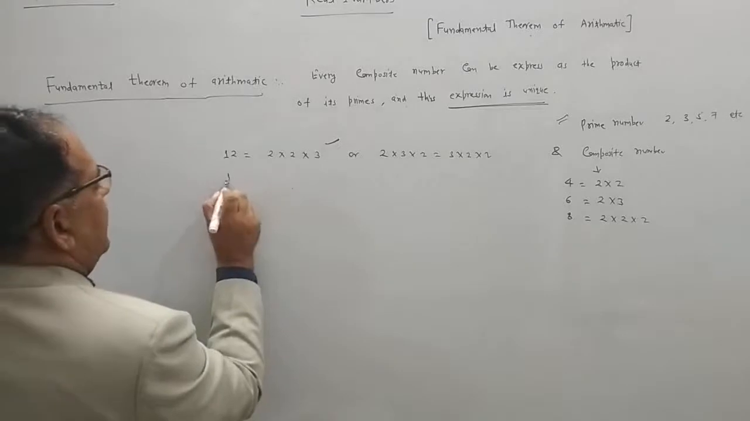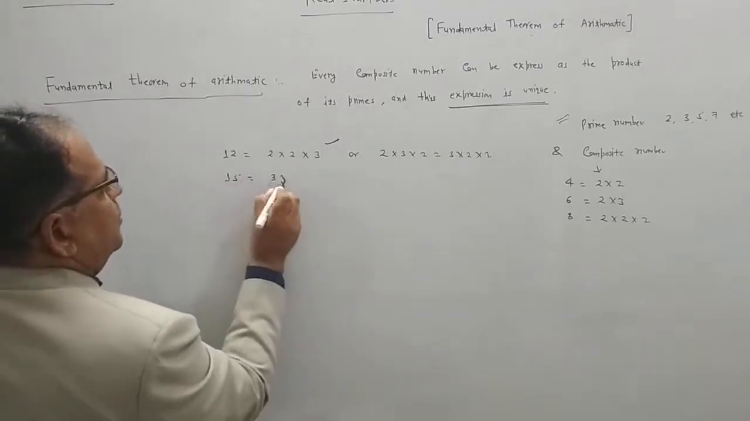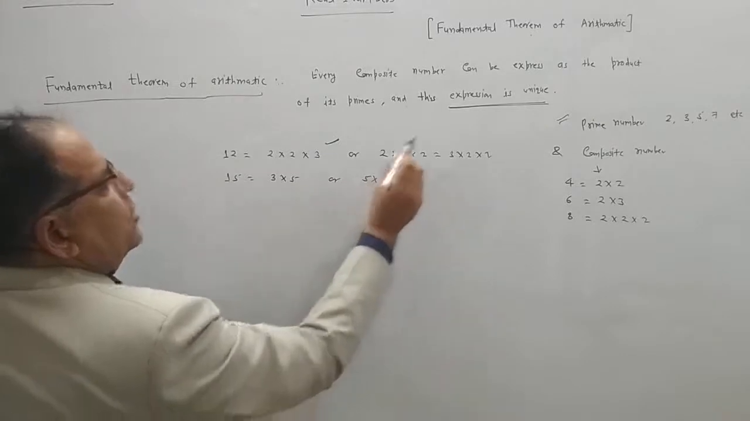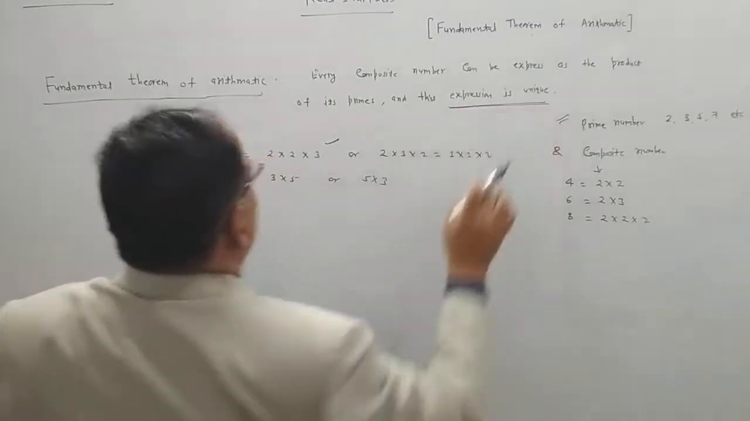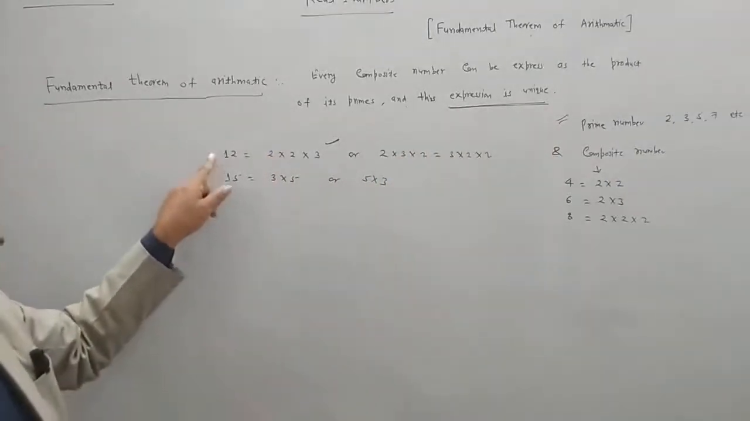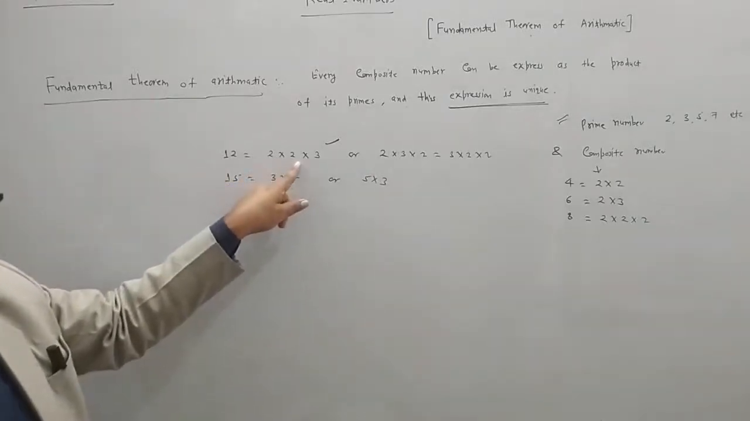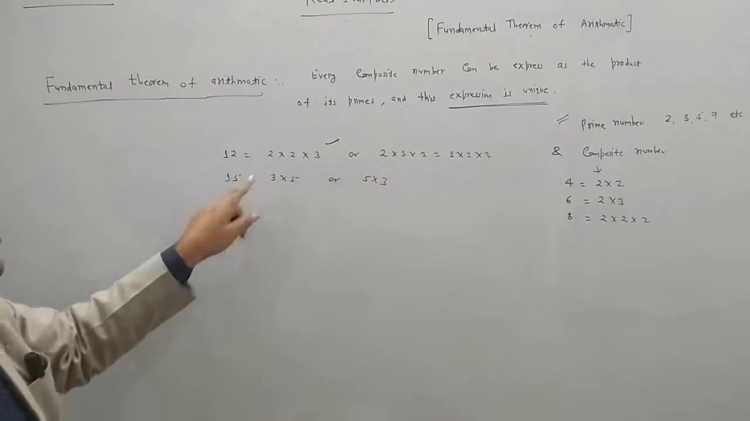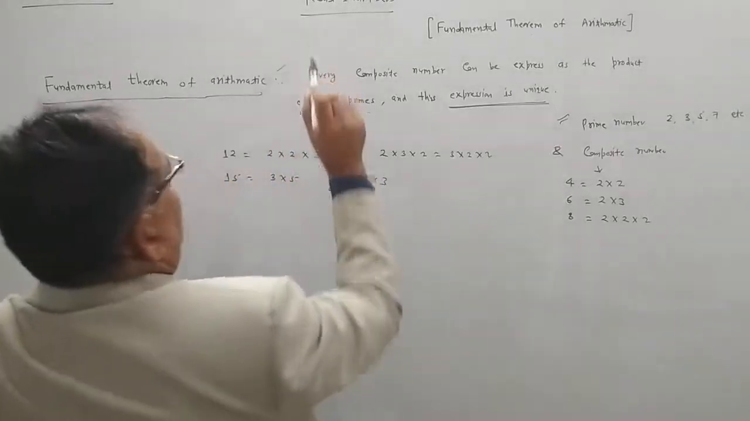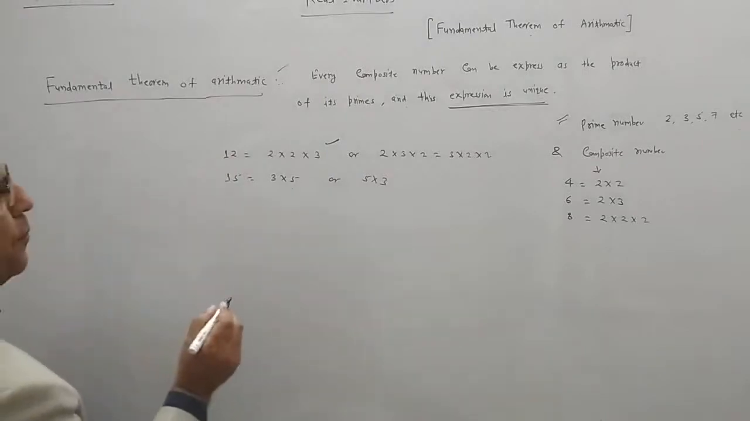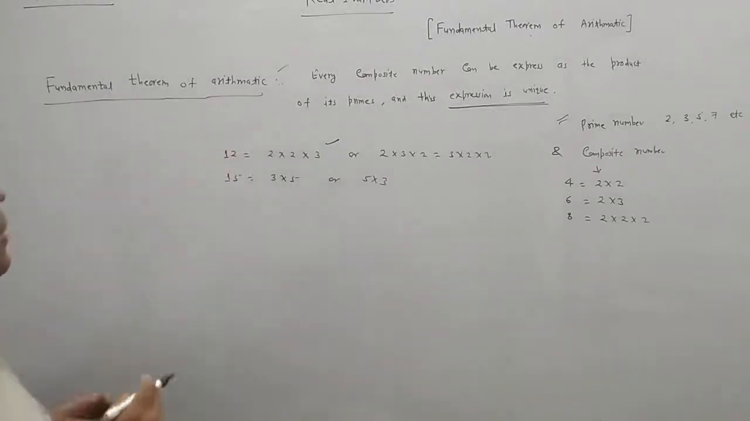Similarly, suppose I am taking 15. 15 can be expressed as 3 into 5 or 5 into 3. So this is the sense of the expression being unique. This means that in the factorization of any number, the same fixed primes always repeat. So this is the statement of the fundamental theorem of arithmetic. Now I am taking some problems based on the fundamental theorem of arithmetic.